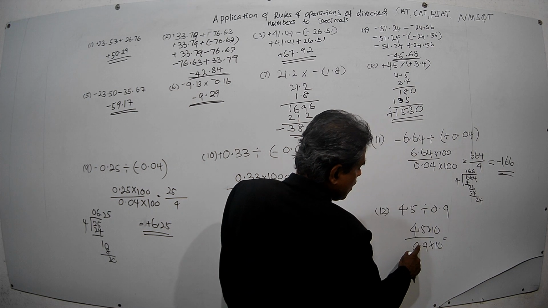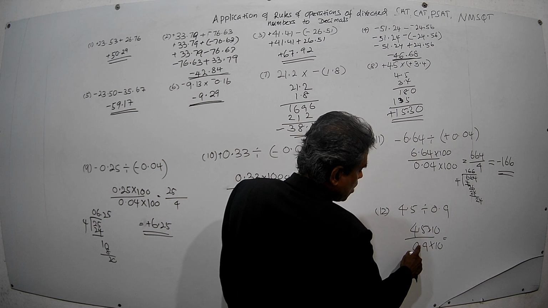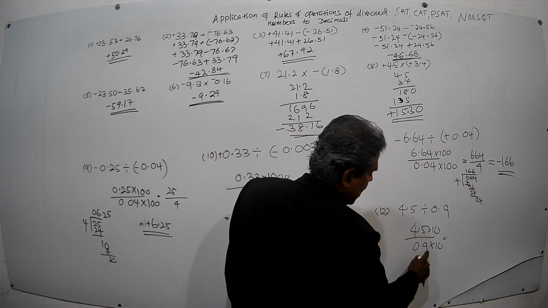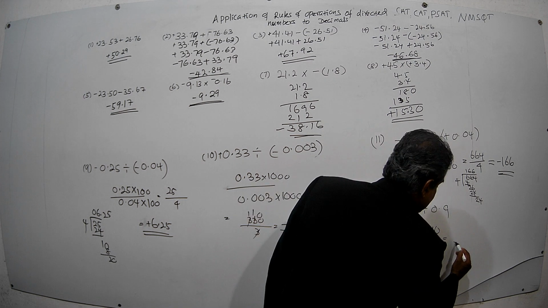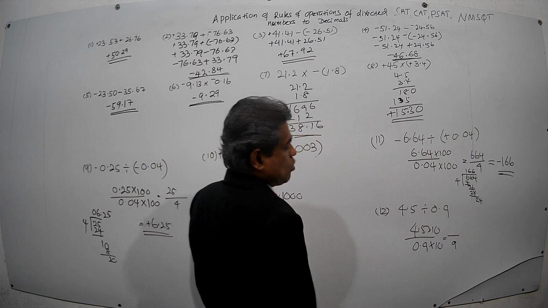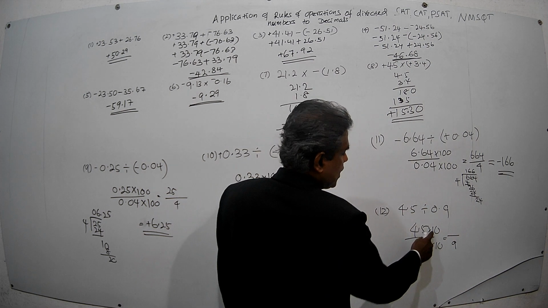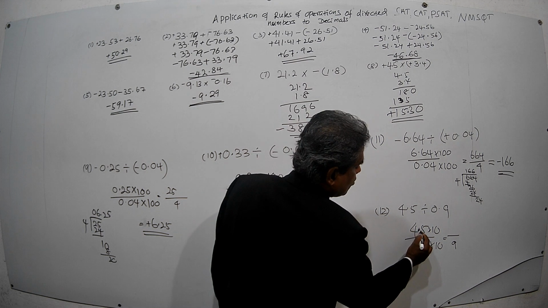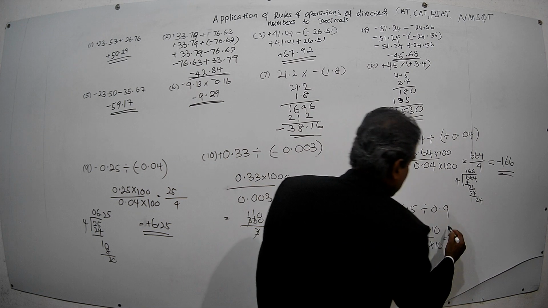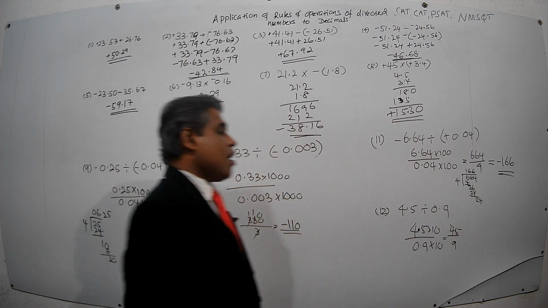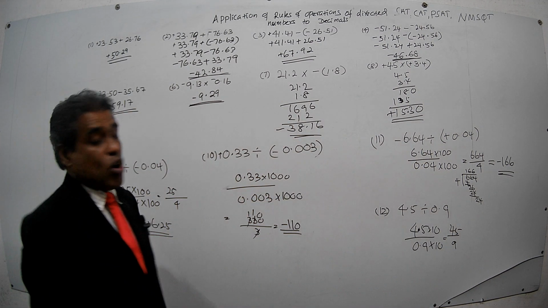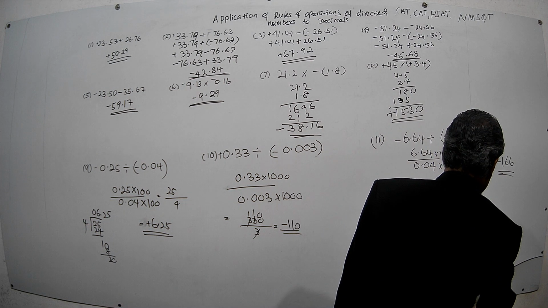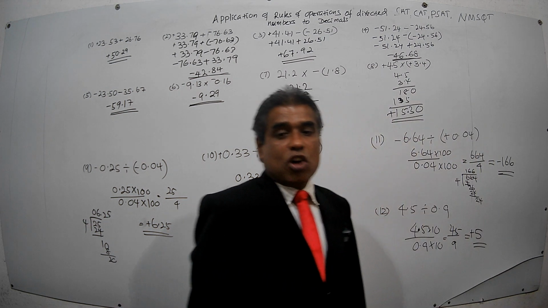Then when you multiply this 0.9 by 10, it will move the decimal point rightward by 1 digit, then it will be 9. Then when you multiply this 4.5 by 10, that will move this decimal point by 1 unit rightward, then it will be 45, right? Then 45 divided by 9, 9 times 5 is 45, the answer is 5. The answer is 5, positive.